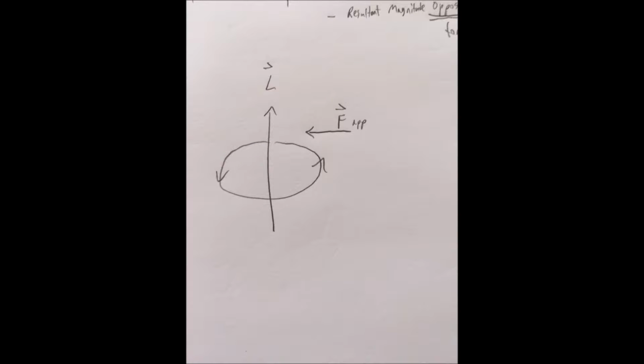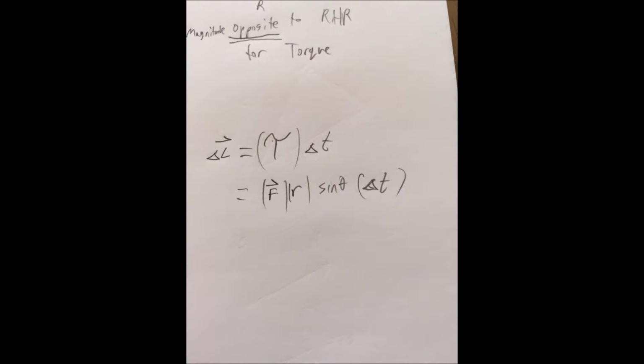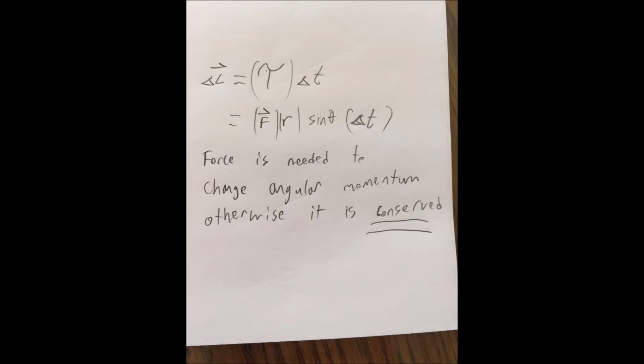This property is also displayed by a gyroscope. In order for its angular momentum to change, there needs to be applied force, and the change of momentum is impulse, and this is defined as the torque times the change in time. And torque itself is defined as the cross product of force and the radius. So what this mumbo jumbo means is that a force is needed to change the angular momentum, otherwise it is conserved and it will keep the same orientation forever. Well, theoretically speaking, forever.